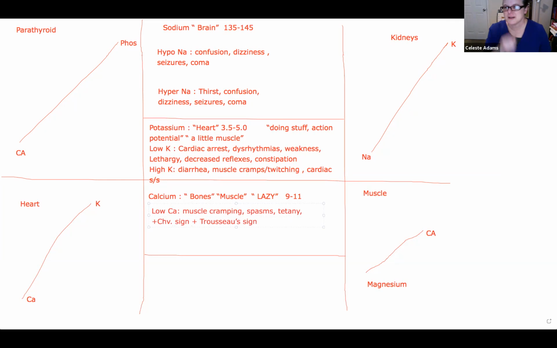Okay. Robin, do you remember what a positive Trousseau sign is? When you take a blood pressure and your fingers do something kind of weird. That's right. They twitch. Yeah, the finger and the hand twitch whenever you blow up the blood pressure cuff. Okay, and positive Trousseau sign.